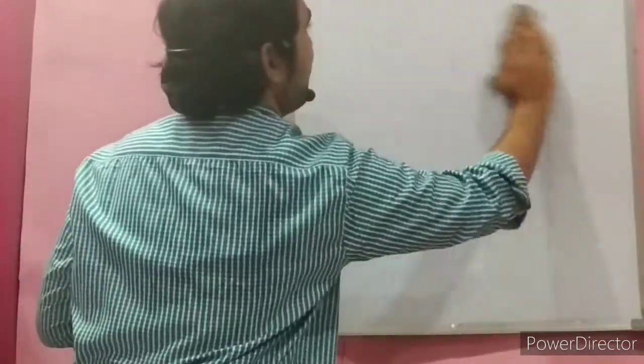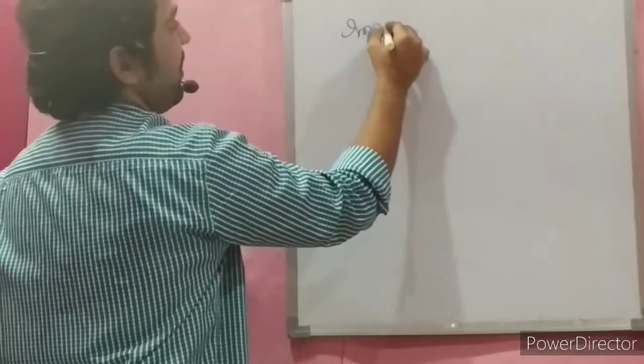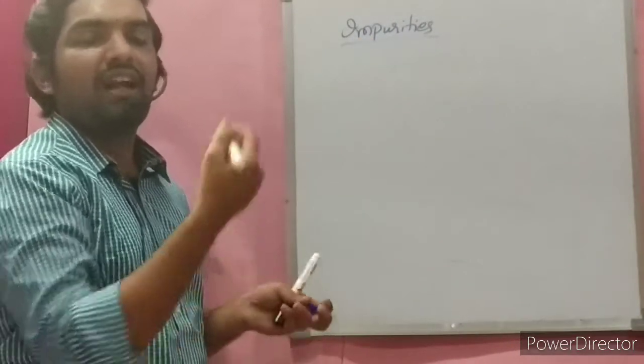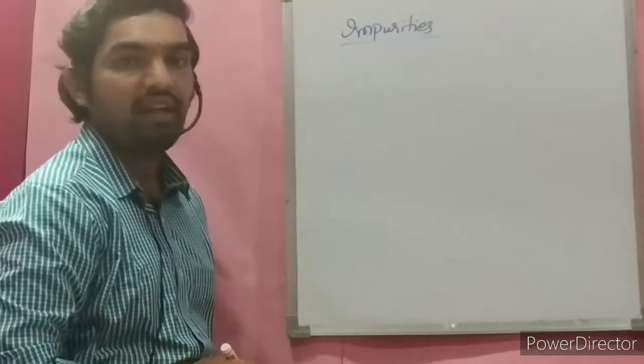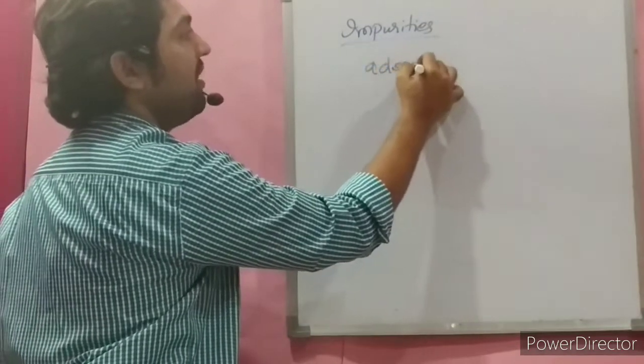These are the points, factors affecting the permeability. Also, impurities. Any impurities and other gases will reduce the ability of water to flow. So impurities reduce the permeability. Presence of adsorbed water also reduces the permeability.